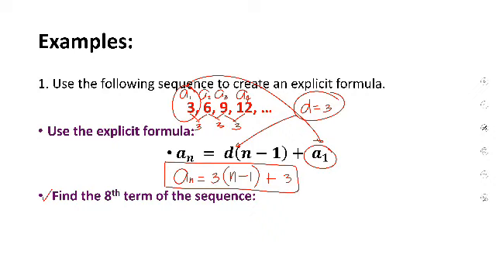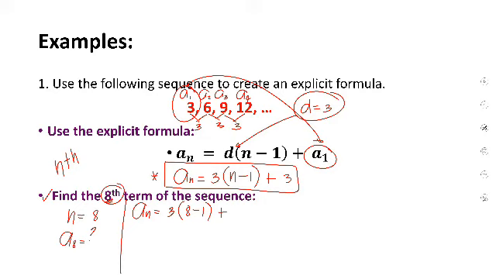Find the 8th term of the sequence. So we're looking for the 8th term. Again, don't forget, when we are looking for the nth term of a sequence, whatever the position of the term, that will be the value of your n. So n here is equal to 8, and we are looking for the 8th term, which is a sub 8. Okay? And we will use the formula that we have obtained from the given sequence. So you have a sub n is equal to 3 times n, which is 8, minus 1 plus our a sub 1, which is 3. And then we'll just simplify.